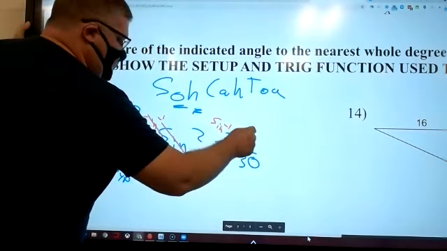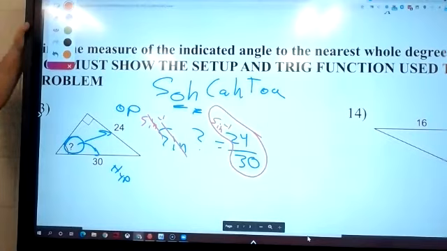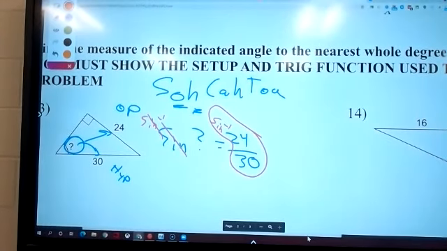So can I type in sine inverse of 24 over 30? Which do you do first, 24 over 30? Well, if you're on a phone, you need to do 24 divided by 30, and that gives you a decimal. Point blah blah blah, right? And then you have to hit the second sine button. It says 53.1.